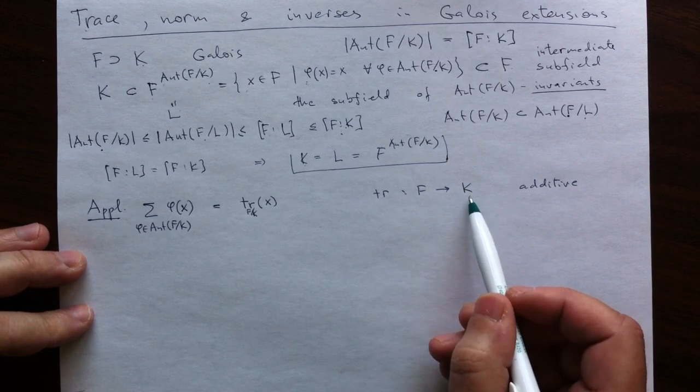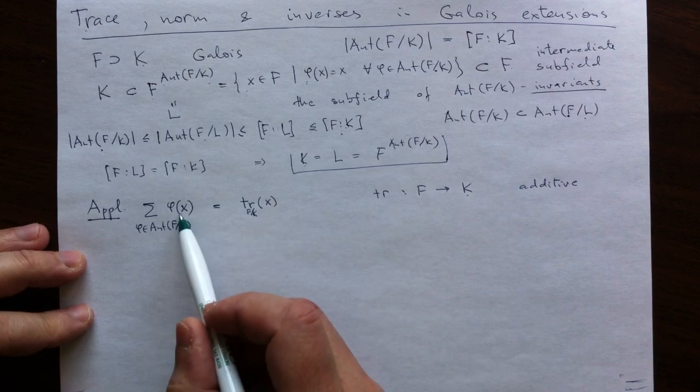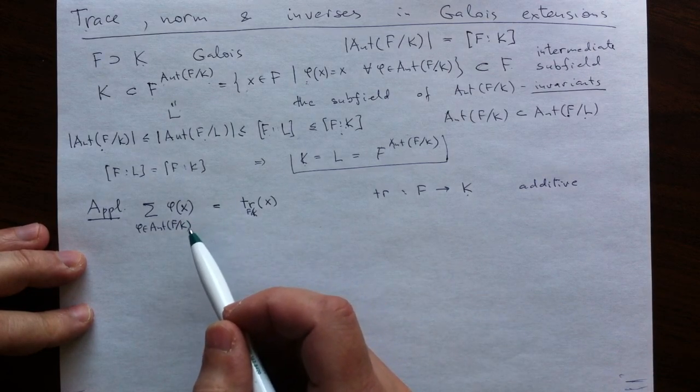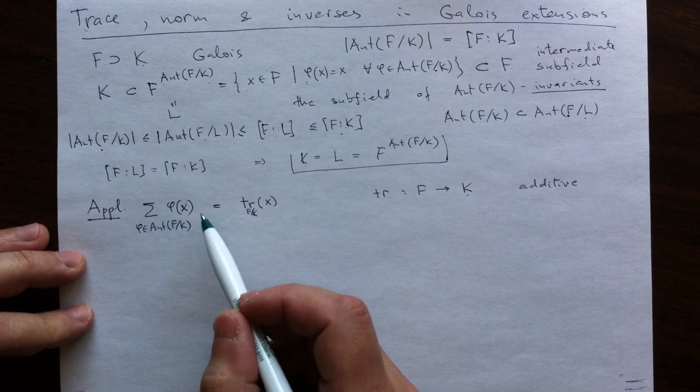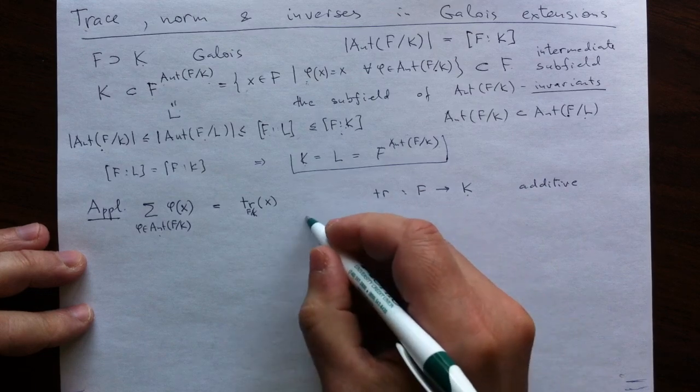And moreover, if we take an element of K, it will be fixed by all of these, and it means that it will be just replicated as many times as the degree, or the automorphism group order. So that is the first application, the first construction. That is a trace.